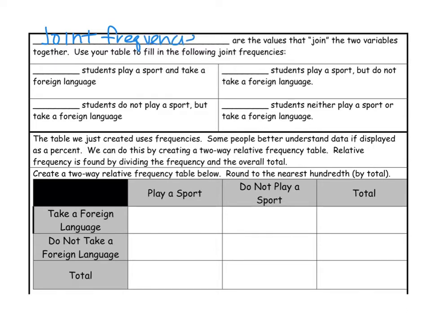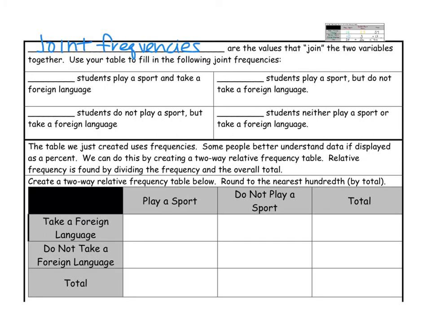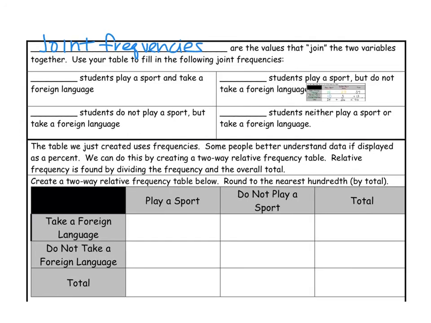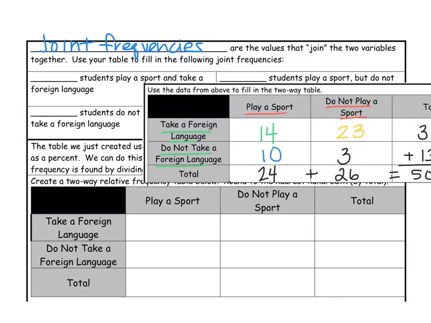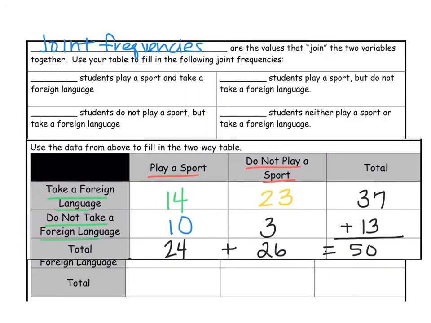And let's take a look at that two-way table from the previous page. Let me import that. Okay, so we're going to use the two-way frequency table to look at our joint frequencies. And again, they're the values that join the 2 variables together. And we're going to use our table to fill in the joint frequencies. So here's our table from the other page. I'm just going to put it down here for a second.